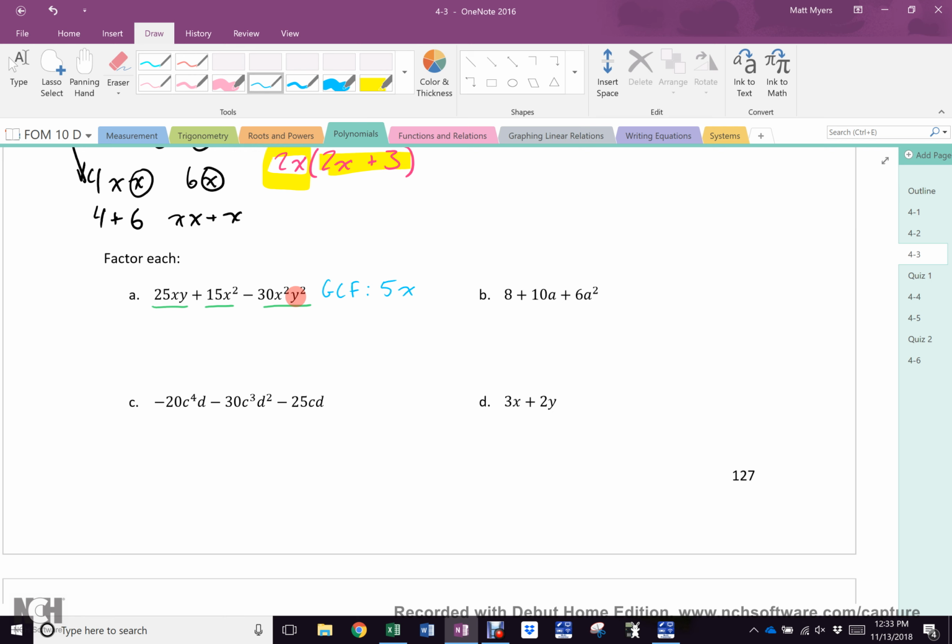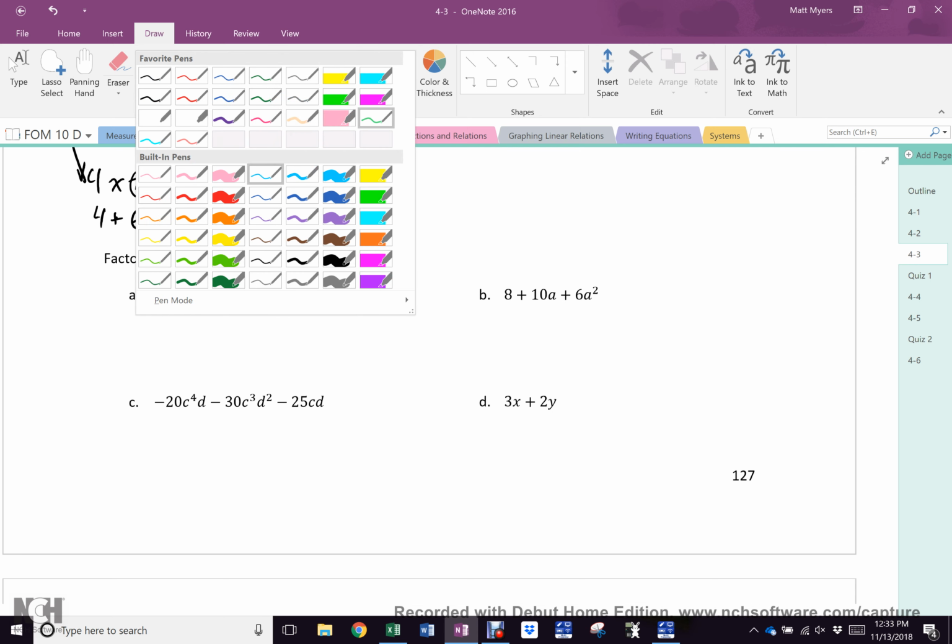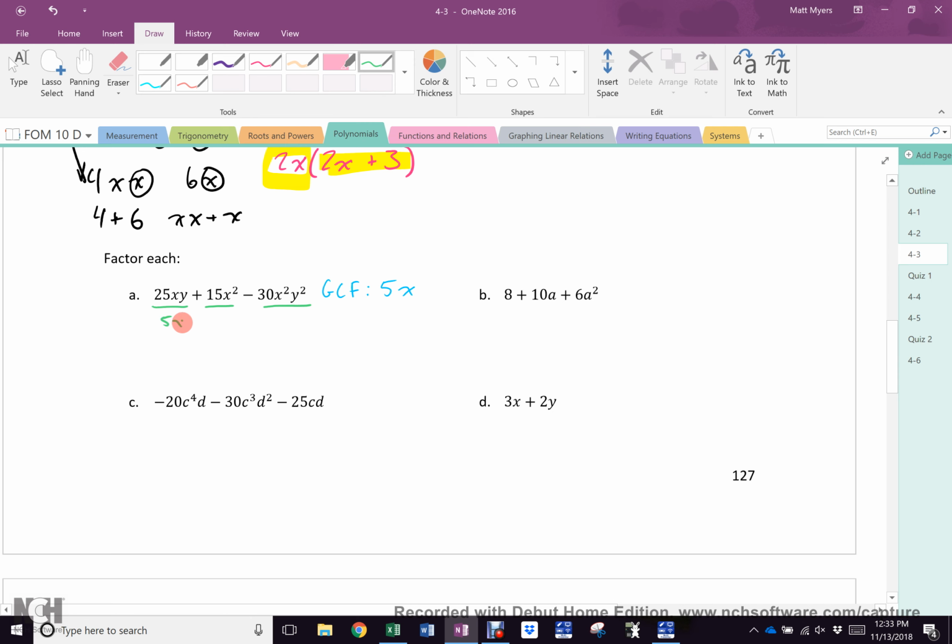No, why not, Derek? Because 15x has no y's to give me. So I can only use what is common across all of my terms, which is a 5 and an x. So we have decided on our GCF. So our next step is to divide that GCF. Let us do so. What is 25 divided by 5? 5.